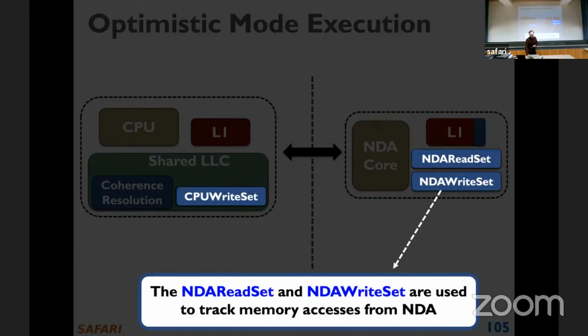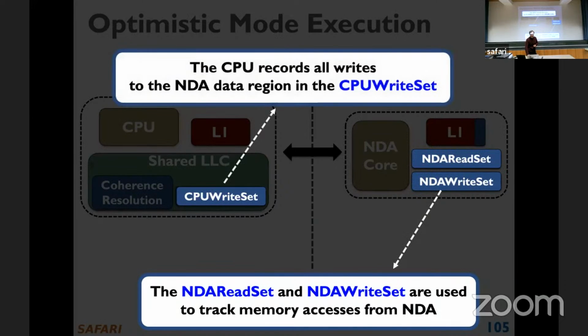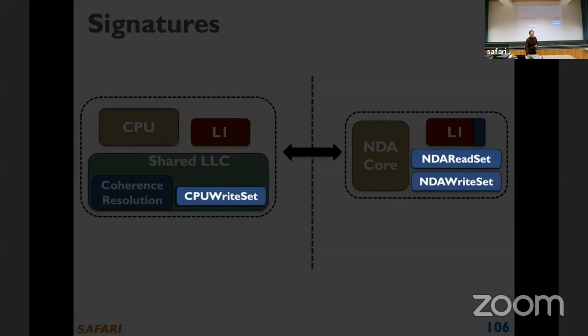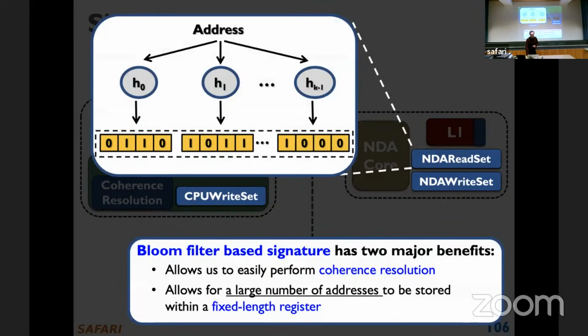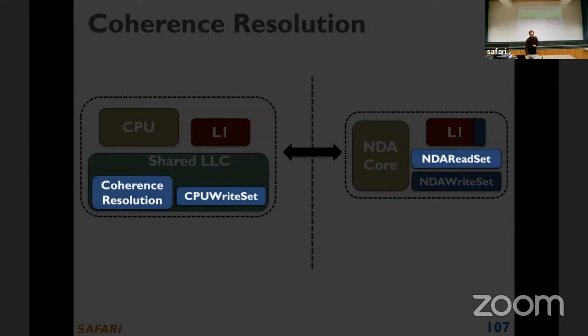Okay, so I've already discussed this. Read set and write set are used to track memory access from NDA, and the CPU records all writes in the CPU write set. And these signatures, you can think of them as bit vectors, but you can actually construct Bloom filter-based signatures, similar to the Bloom filters that we have seen earlier in this course when we talk about RADAR, for example. So it basically enables easy coherence resolution with simple bit vector-based operations. And it also allows for a large number of addresses to be represented in a fixed length register. So you don't have a list of addresses. It's really a bit vector representing what you have touched in the read set and write set and the CPU write set over here.